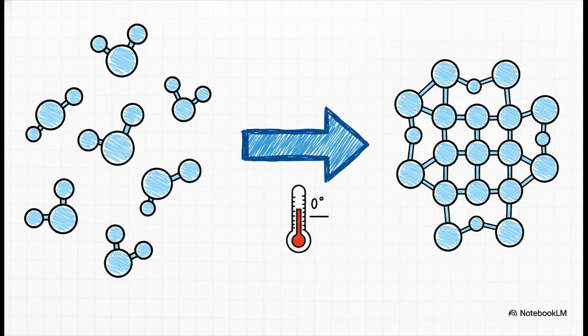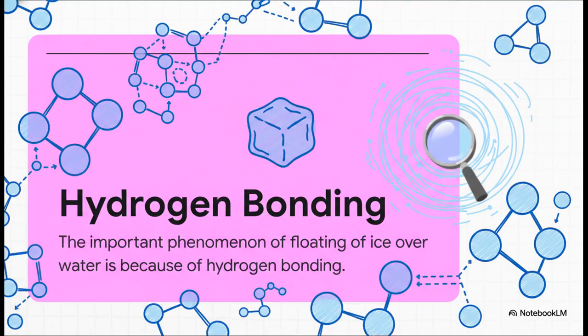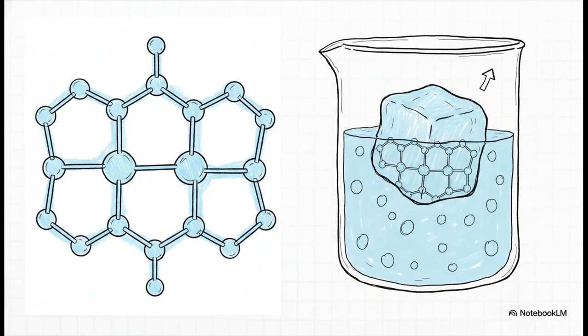So first up, pure water. At 0 degrees Celsius, its molecules form this super organized crystalline structure. This attraction, it's called hydrogen bonding. Think of it as the glue that holds water molecules together. And that bonding creates this beautiful open crystal lattice. It's actually why ice floats.